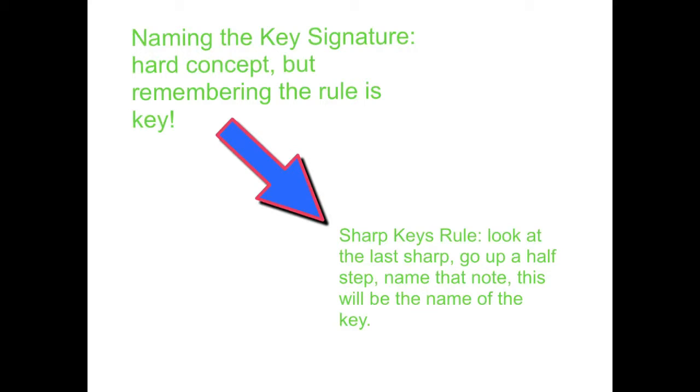Okay, so naming the key signature. This is a very hard concept to understand at first, but once you know the rule, it'll become easier to identify for yourself. So the sharp key signature rule is you look at the last sharp, you go up a half step, name that note, and this will be the name of the key. So again, look at the last sharp, go up a half step, name that note, this will be the name of the key.